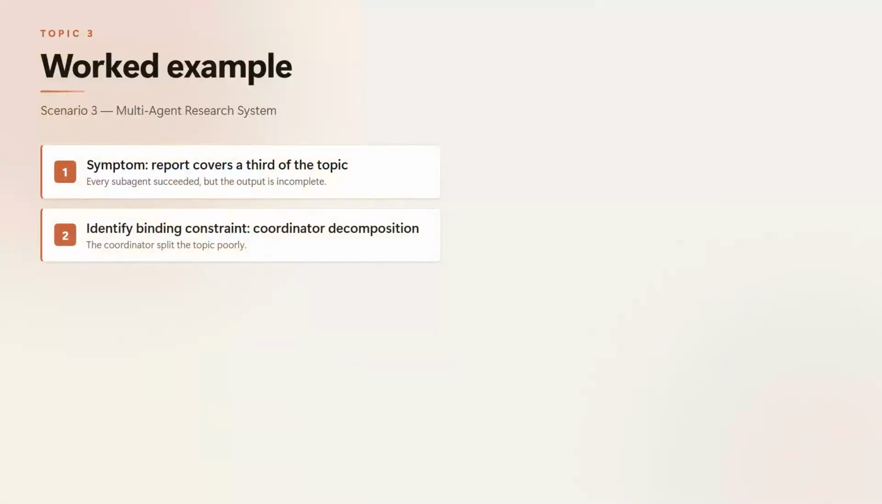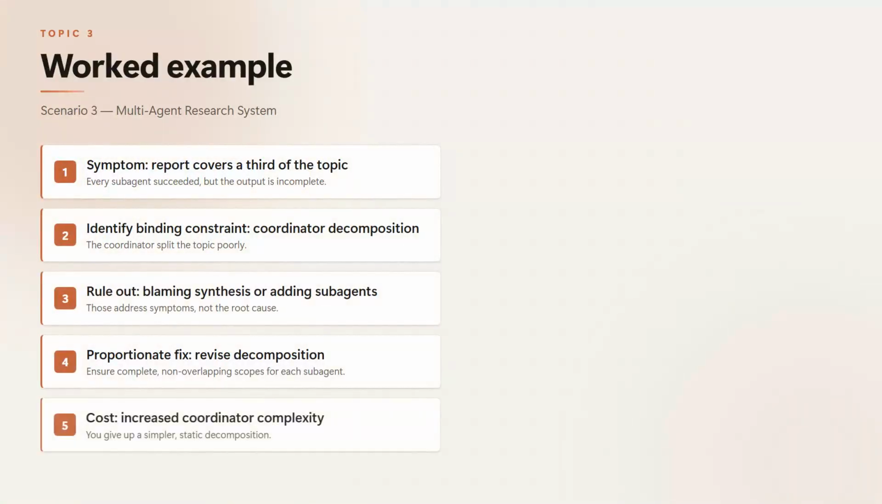Take the symptom: every subagent succeeds, but the report covers only 1/3 of the topic. The binding constraint is coordinator decomposition. The coordinator split the topic poorly, so subagents worked on too narrow a scope. This rules out blaming the synthesis agent or adding more subagents, those address symptoms, not the root cause. The proportionate fix is to revise the coordinator's topic decomposition so each subagent receives a complete, non-overlapping scope.